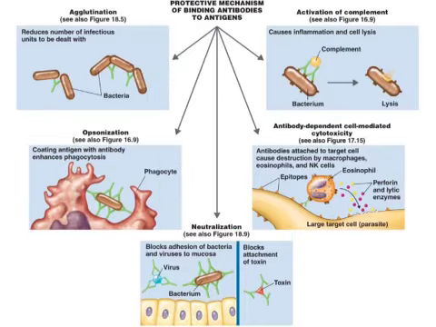Okay, so these are the five things that antibodies can do to antigen. Just to summarize, we've got agglutination, opsonization, neutralization, complement activation, and ADCC.